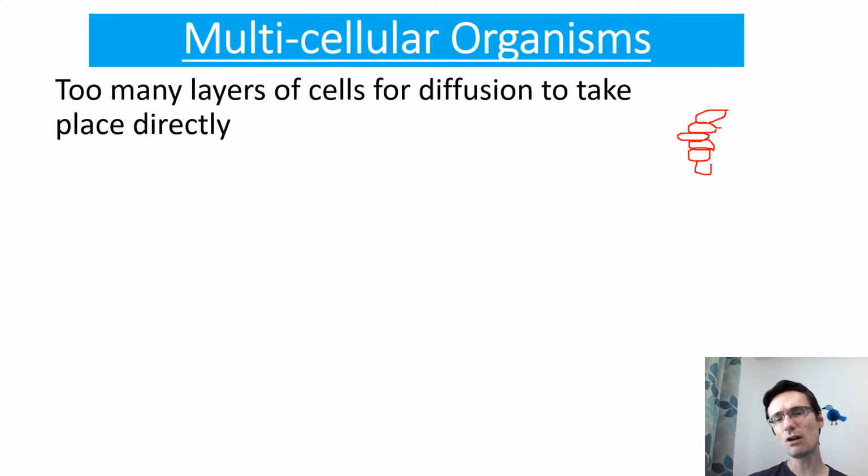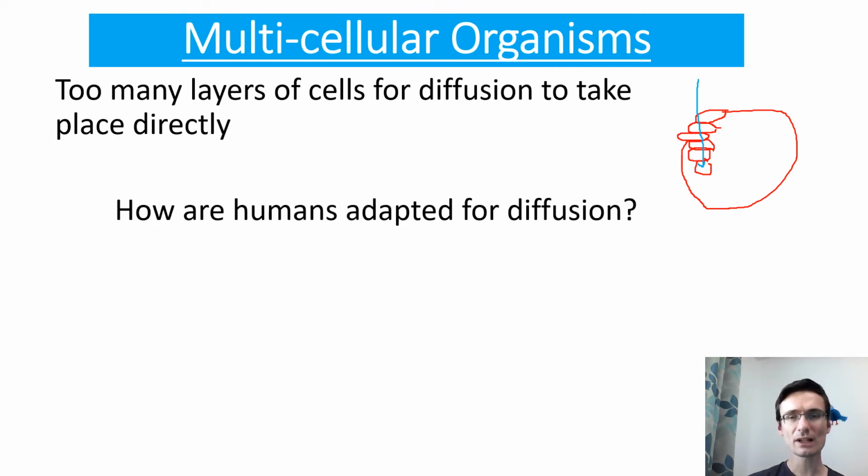So if you just relied on diffusion into your body, imagine that was a relatively simple organism with a larger surface area to volume ratio, which is a multicellular organism. That distance and those barriers are going to be far too great for diffusion to occur across. That slows down the rate of diffusion, so it's too slow, or it just doesn't happen at all.